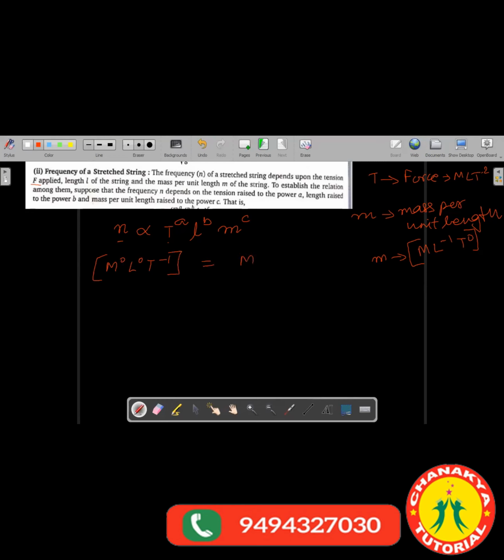T is tension, which is MLT minus 2 to the power A, multiplied with L to the power B, and this multiplied with mass per unit length, which is M L minus 1, to the power C. Now, can you try to do this? You need to find out the values of A, B, and C. The way we had done yesterday, in the same way, you have to find the values of A, B, and C.